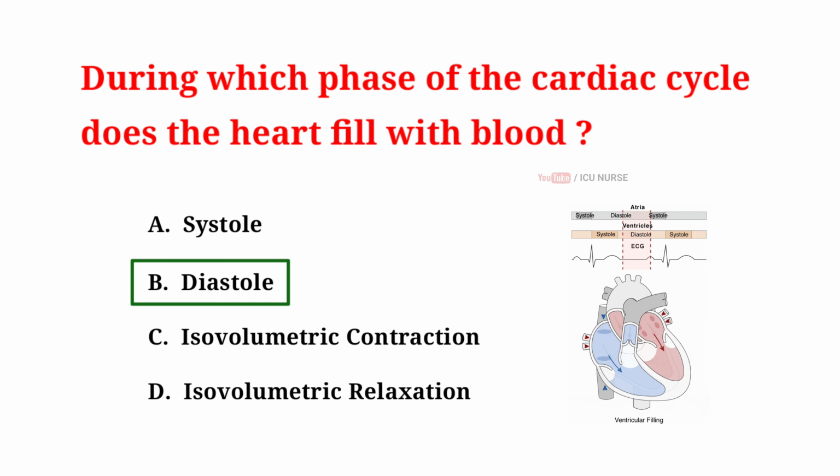The heart fills with blood during the diastole phase of the cardiac cycle. During diastole, the ventricles relax and the atrioventricular valves open, allowing blood to flow from the atria into the ventricles.